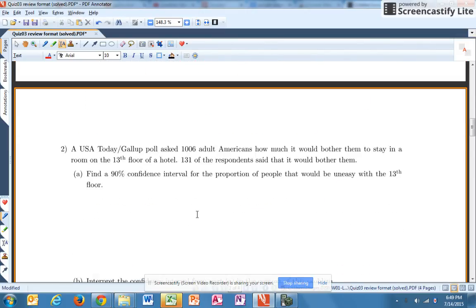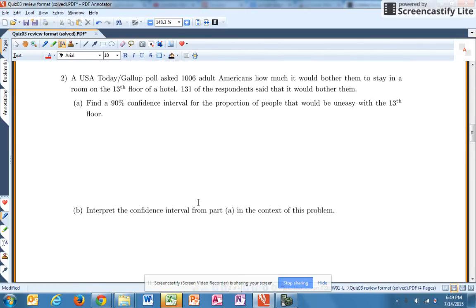Okay, let's go on to the next problem. In this problem, well, first let's read the problem. A poll asked 1,006 adult Americans how much it would bother them to stay in a room on the 13th floor of a hotel. 131 of the respondents said that it would bother them.